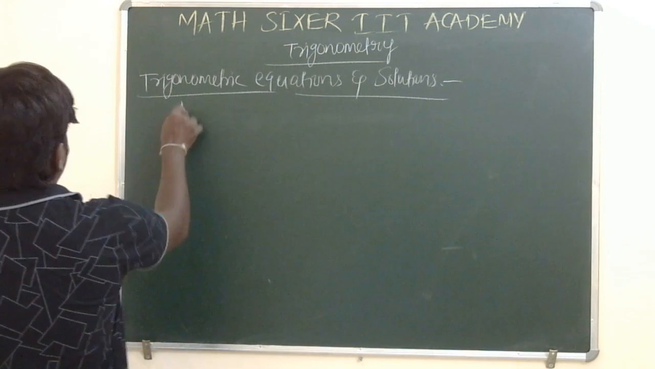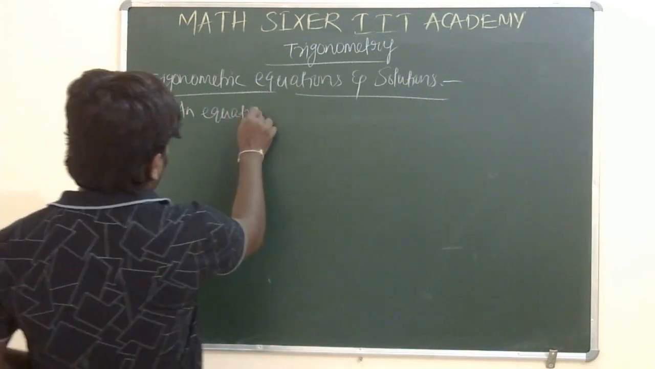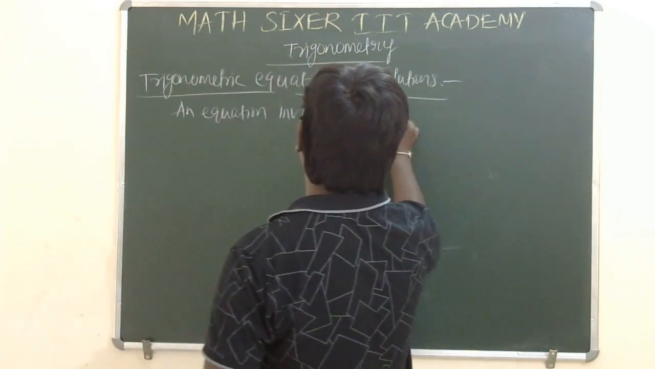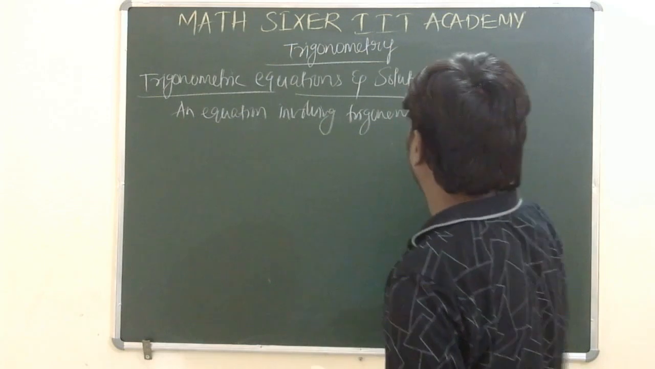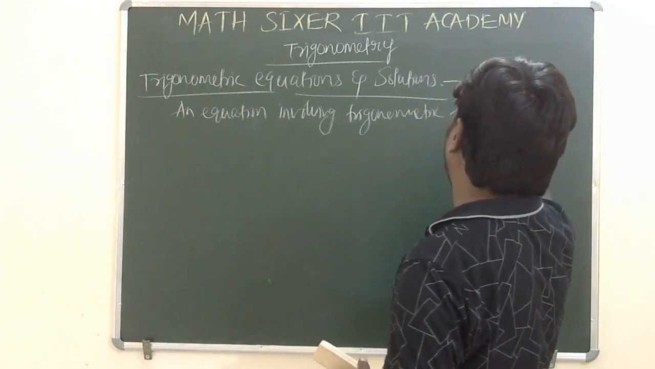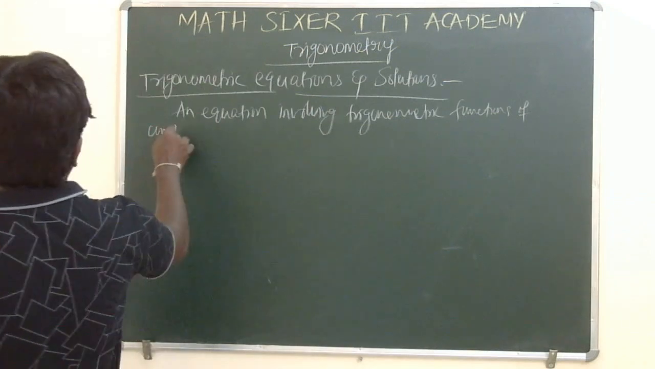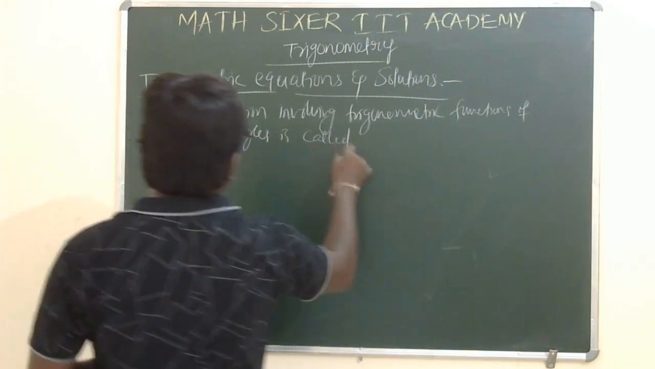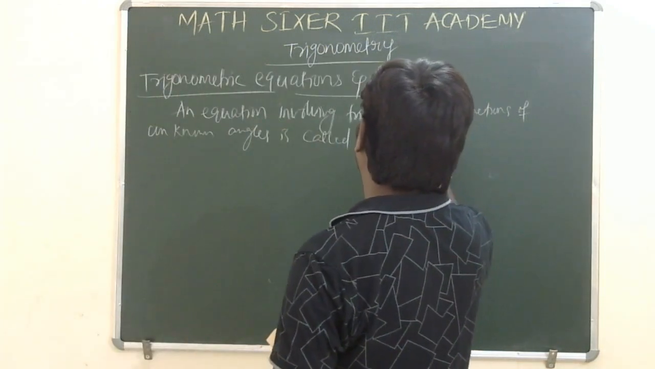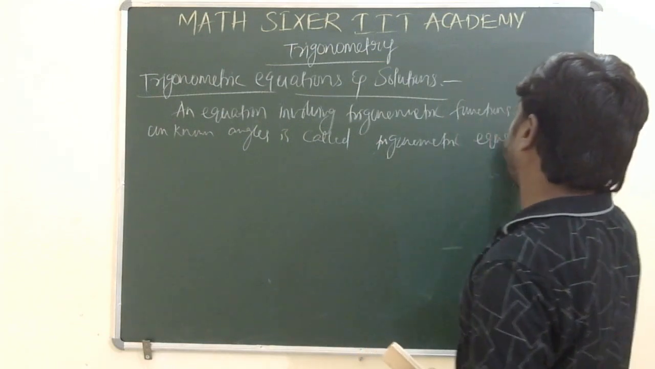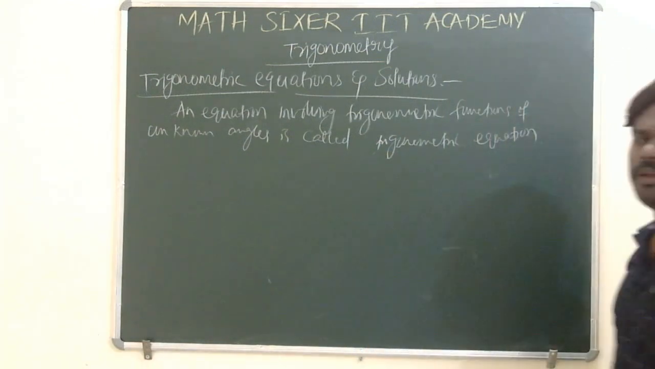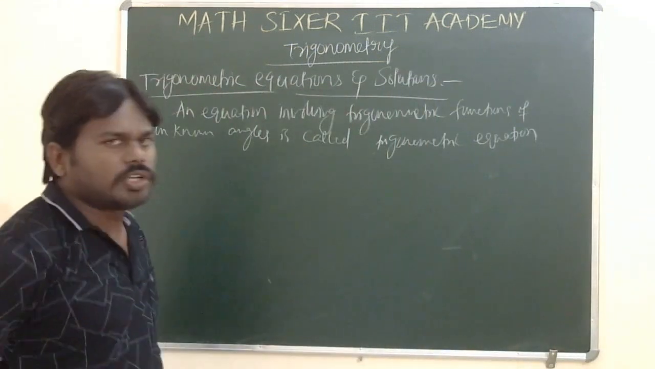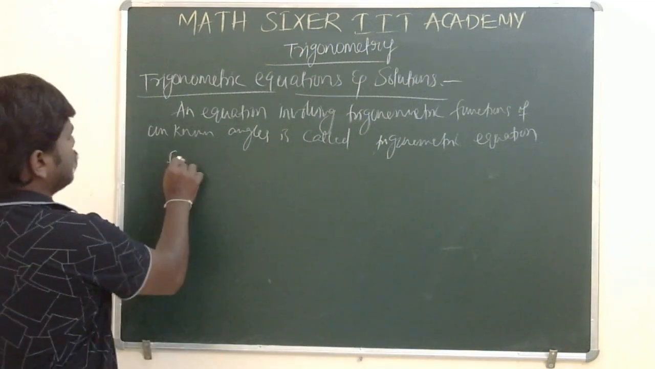A trigonometric equation means an equation involving trigonometric functions of unknown angles is called a trigonometric equation. An equation involving trigonometric functions with unknown angles is called a trigonometric equation. So here we will see examples.